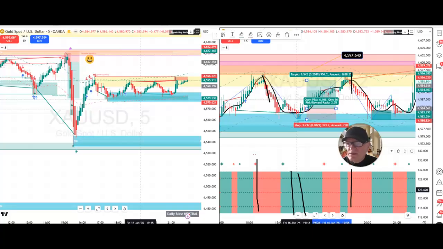Now this is not chicken feed. This might look like small numbers. These are hundreds and hundreds of pips per day. Literally, you can make 500 pips on a good day quite easily.